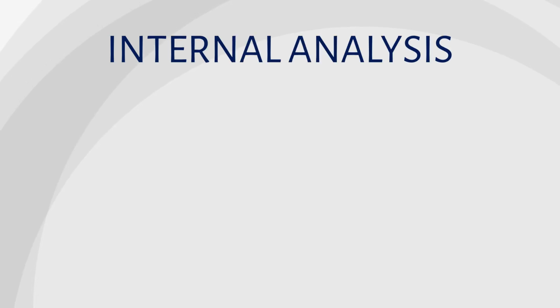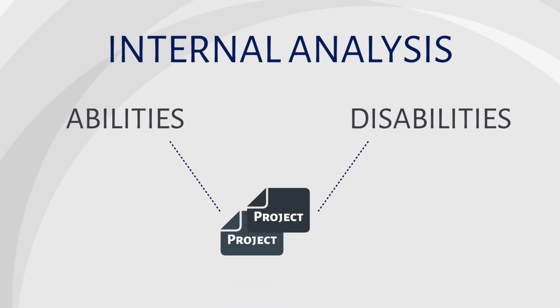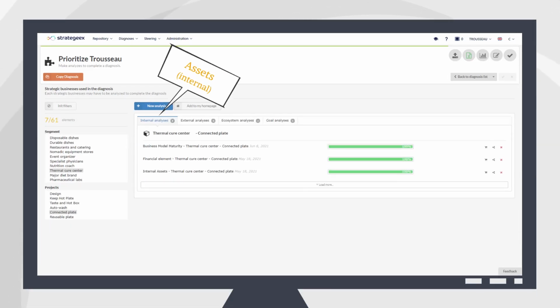The purpose of the internal analysis is to identify the company's abilities or disabilities to conduct one or several projects. To do this, 3 questionnaires must be completed: BMC maturity, financial analysis, and internal assets. Let's start with the BMC maturity.